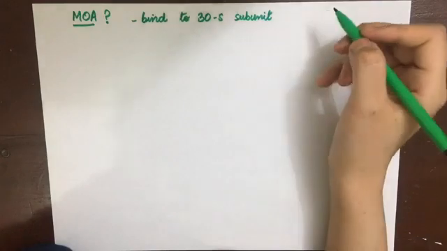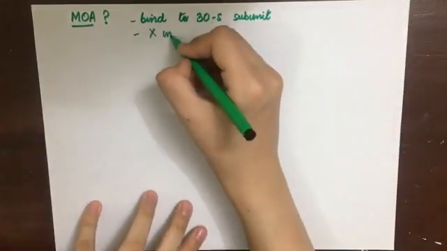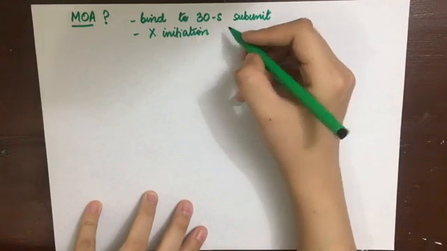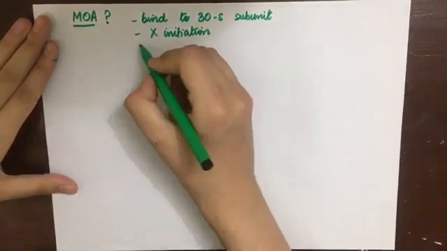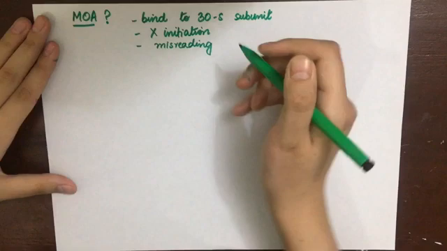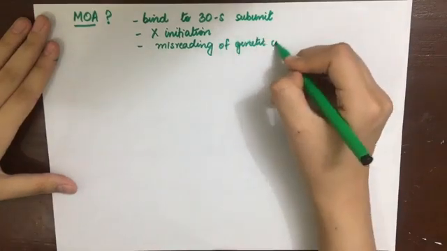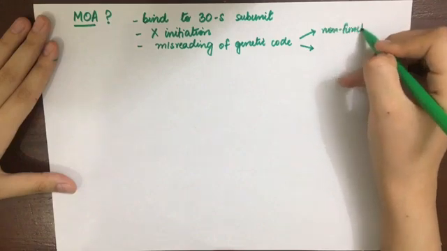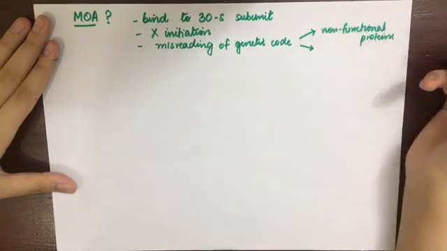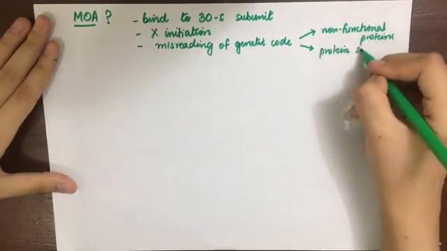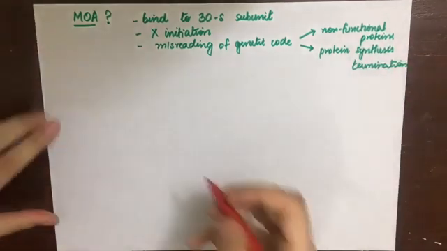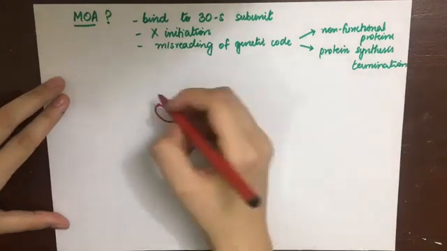Aminoglycosides act by binding to the 30S subunit of the ribosome and thus interfering with the initiation complex formation that is formed by the 30S ribosome, the formyl-methionine transfer RNA, and the messenger RNA. It also causes misreading of the genetic code that leads to synthesis of non-functional proteins or premature termination of protein synthesis. It also breaks up polysomes into monosomes.